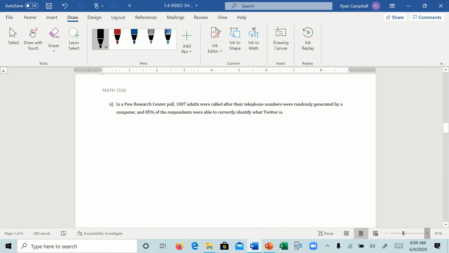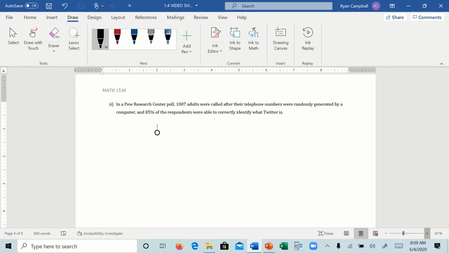All right. In a Pew Research survey, 1,007 adults were called after their telephone numbers were randomly generated by a computer, and 85% of the respondents were able to correctly identify what Twitter is. Okay, so remember, just because it says randomly does not mean it's simple random. All of these are random. So don't make that assumption.